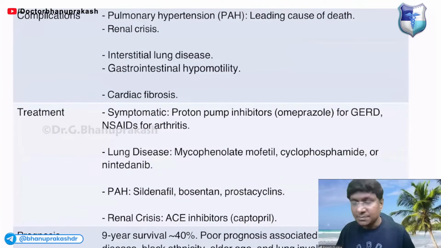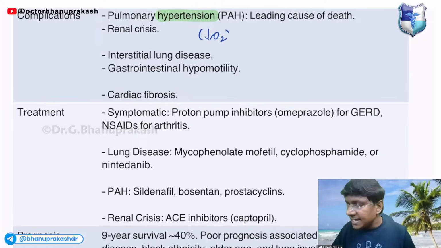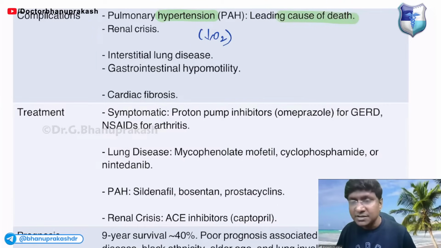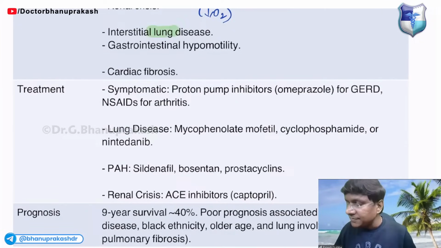Next, coming to complications. In case of scleroderma, the complications will be pulmonary hypertension. Why pulmonary hypertension? Because in scleroderma, you have interstitial lung disease, which is causing hypoxia. And hypoxia will cause pulmonary artery vasoconstriction, resulting in pulmonary hypertension. And this pulmonary hypertension is considered as the cause of death in patients with scleroderma. And the other complications will be in the form of ILD.